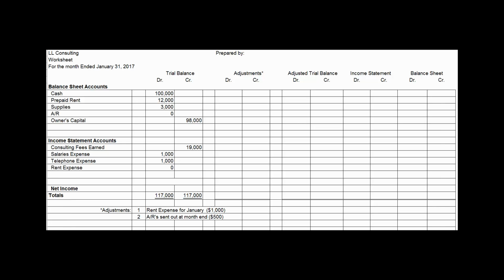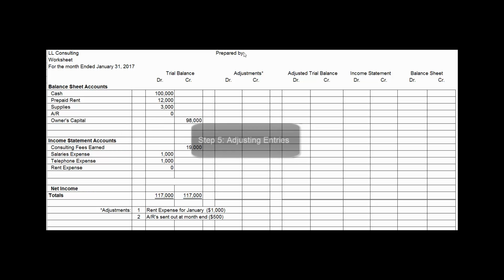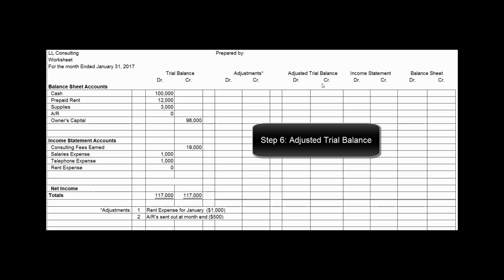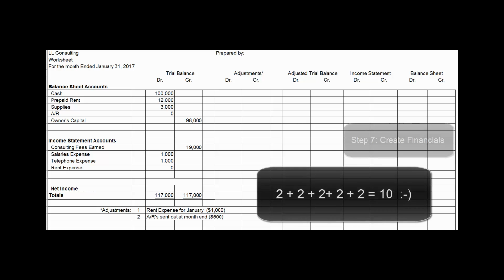First of all, why do we call it a 10-column worksheet? Well, you've got 2 columns for the trial balance. That's from step 4 of the accounting cycle. You've got 2 columns for the adjusting journal entries. That's step 5 of the accounting cycle. You've got 2 columns for the adjusted trial balance. That's from step 6. 2 columns for the income statement and 2 columns for the balance sheet. Remember, in step 7 of the accounting cycle, we create our financial statements. So 2 plus 2 plus 2 plus 2 plus 2 gives you the 10 columns.